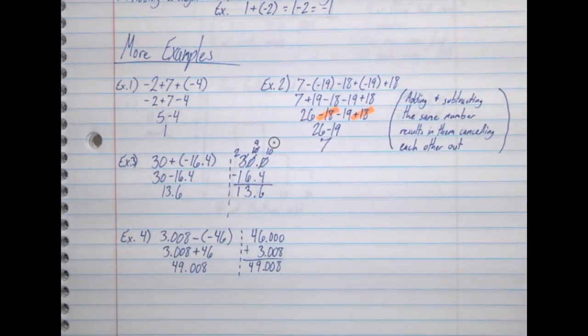Example 4, we have 3 and 8/1000 minus negative 46. So when we do our sign change, negative or subtracting a negative is going to result in addition. So we have 3 and 8/1000 plus 46. Do our addition over here, line up our decimals, create some placeholder zeros to make life easier.